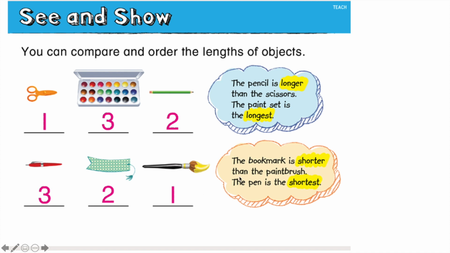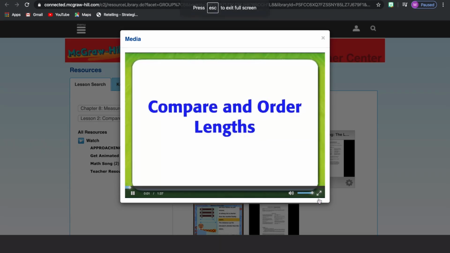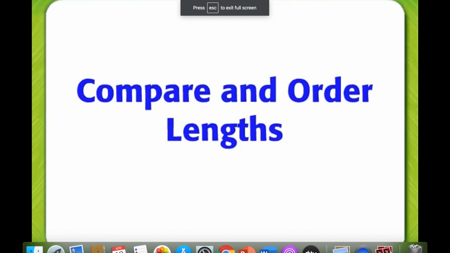In this case, the bookmark is shorter than the paintbrush. The pen is the shortest. So I would start with 1, the paintbrush being short, the bookmark being shorter, and number 3, the pen, being the shortest. Compare and order lengths.